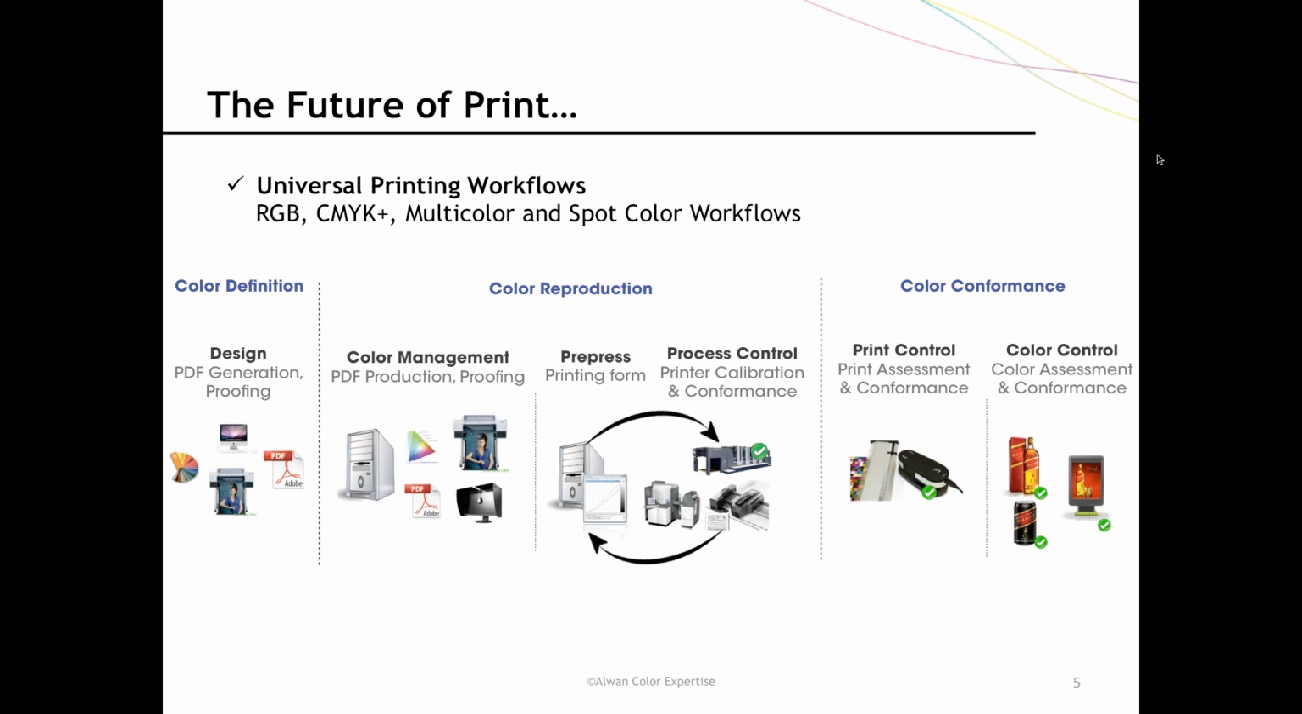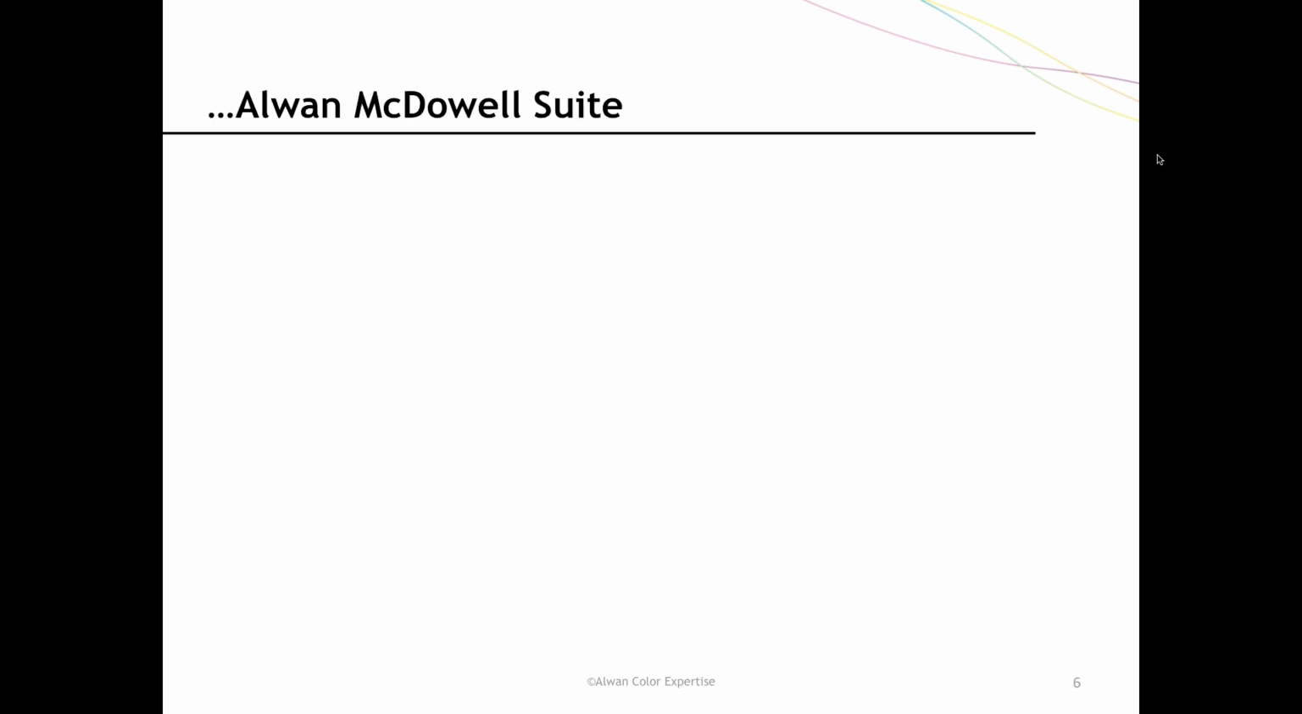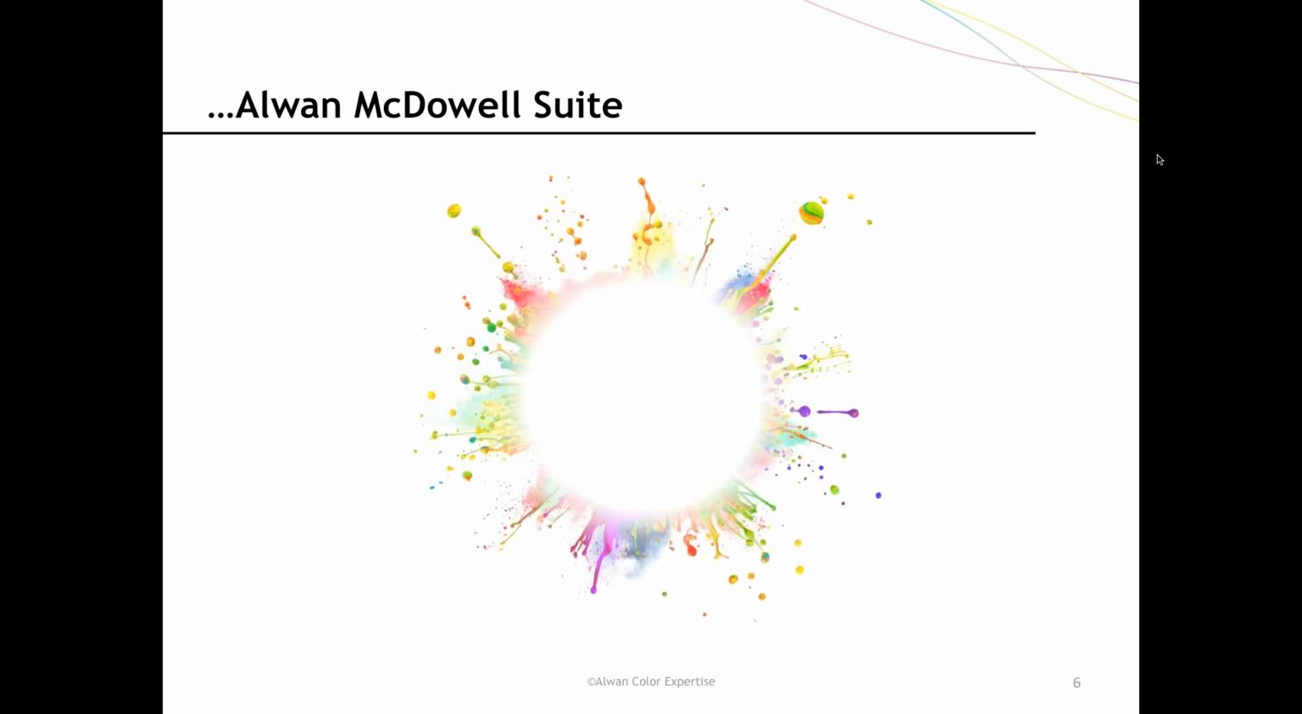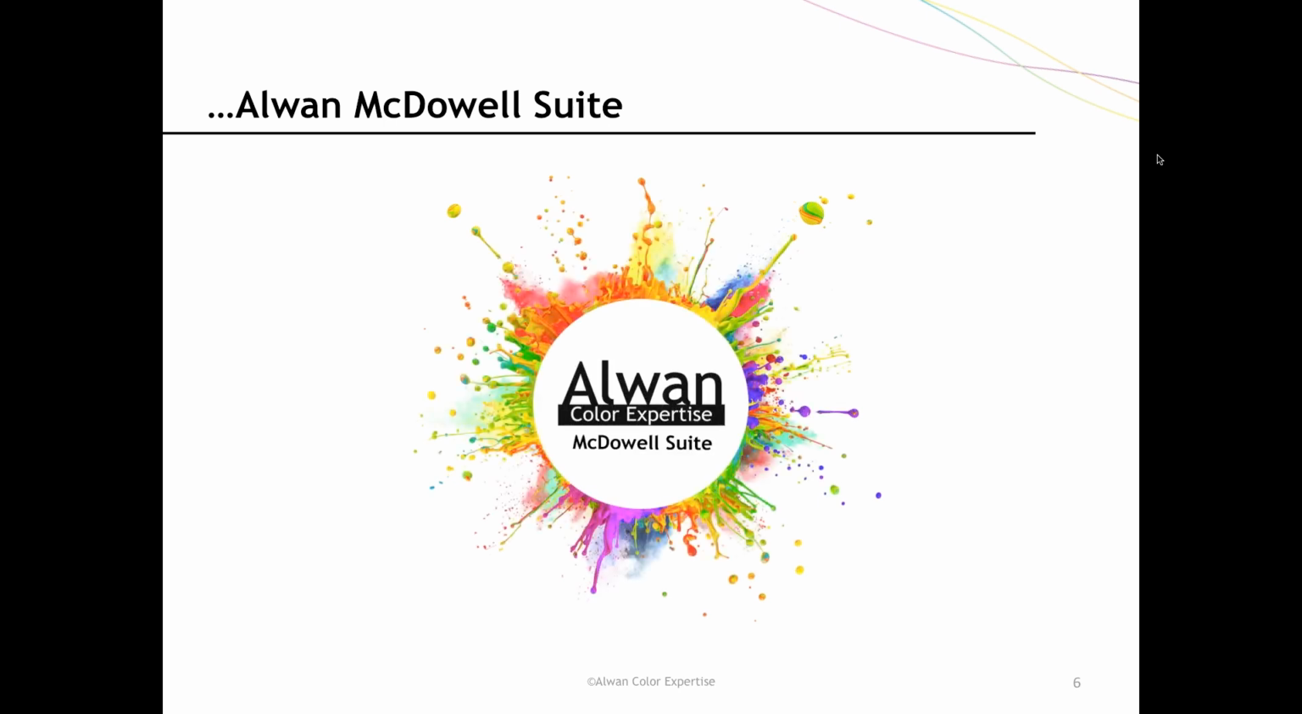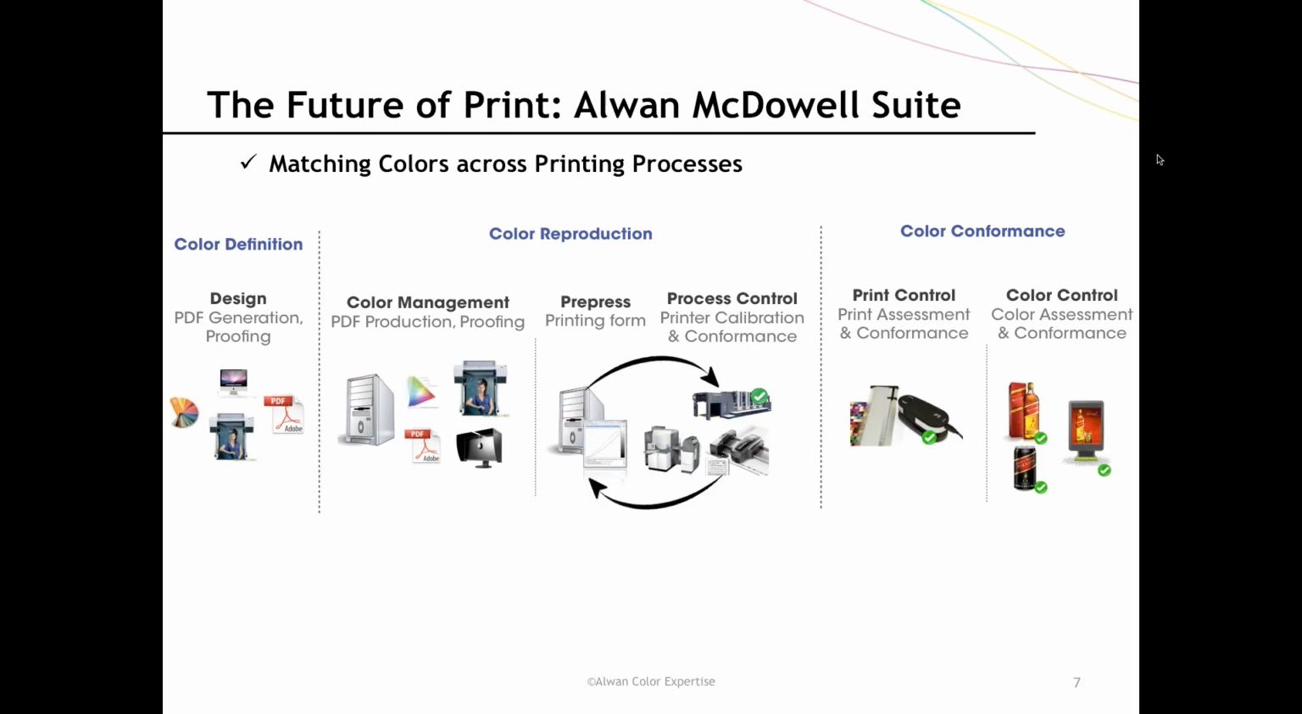So universal printing workflows give us solutions and means to color manage incoming files, to process control the print device, and to check that the printed colors are as expected. So let us see now how this can happen in practice with the Alwan McDowell suite. The Alwan McDowell suite comprises 3 products.